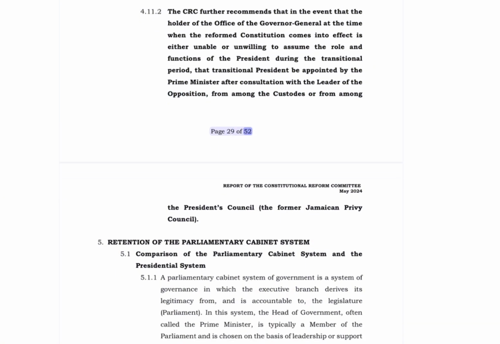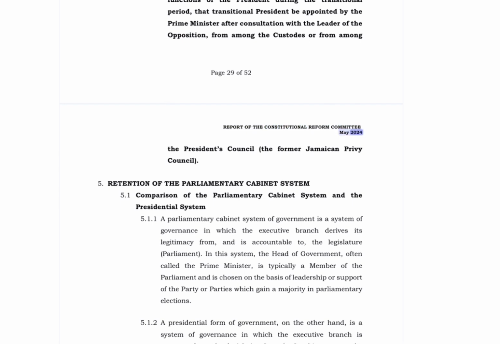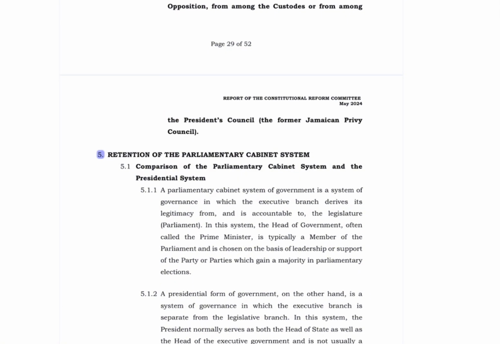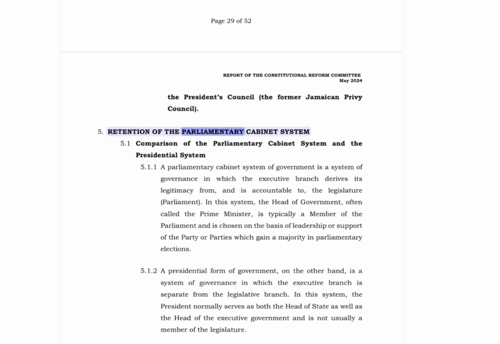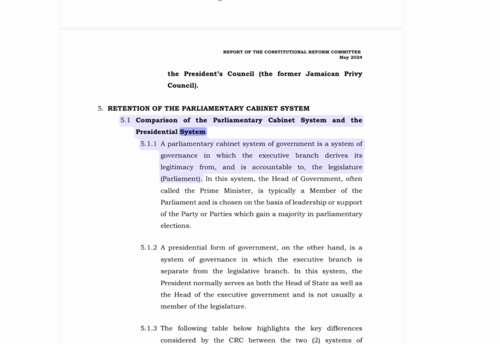Page 29 of 52, Report of the Constitutional Reform Committee, May 2024. The President's Council, the former Jamaican Privy Council. 5. Retention of the Parliamentary Cabinet System. 5.1 Comparison of the Parliamentary Cabinet System and the Presidential System.